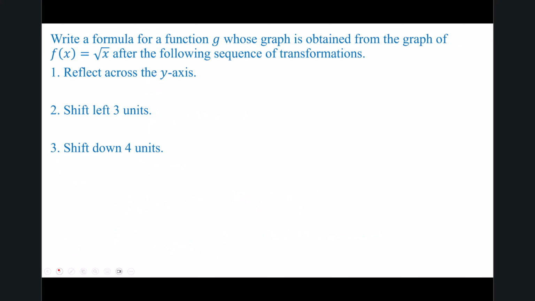Write a formula for a function g whose graph is obtained from the graph of f of x equals square root of x after the following sequence of transformations. So first, reflect about the y-axis. So that's when we multiply the x inside the function by -1. Then left 3 units. So now I have the square root of -x plus 3, or I could write this as the square root of -x minus 3. And then down 4 units. So my final function g of x is square root of -x minus 3, then -4.